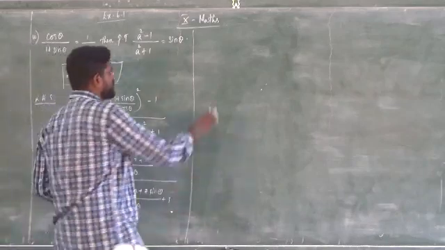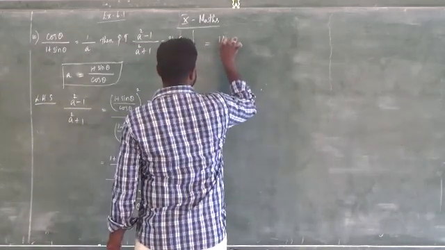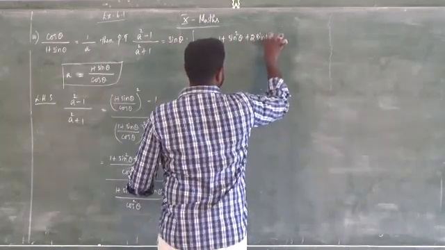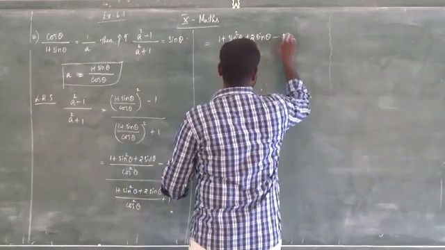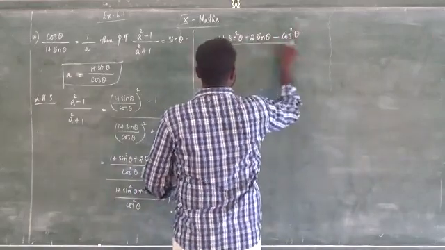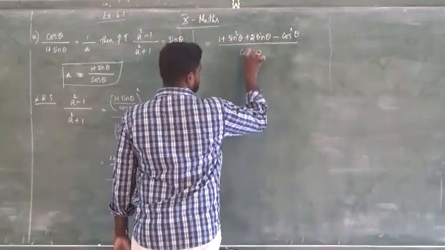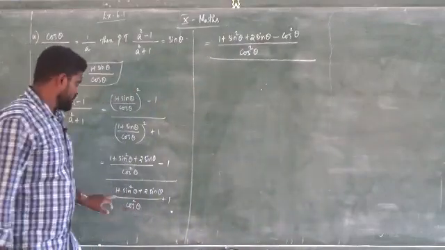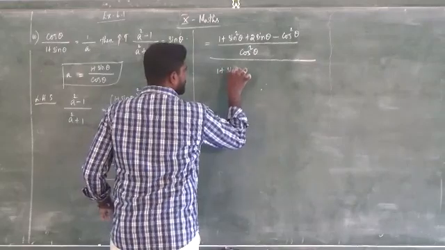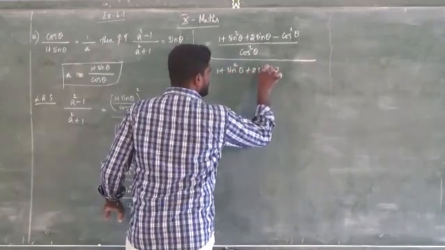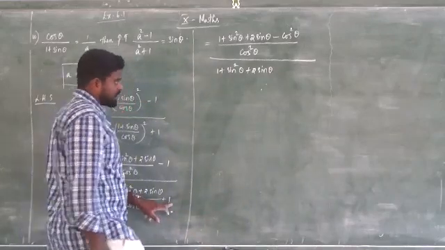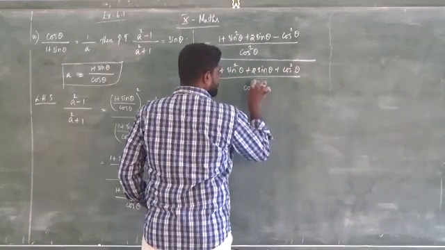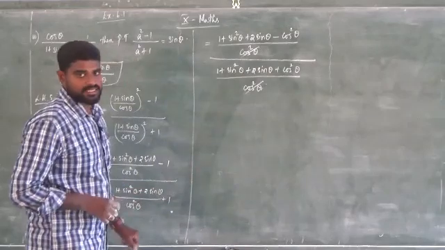Now take LCM. So if you take LCM, 1 plus sin square theta plus 2 sin theta, cos square into minus 1, it is minus cos square theta, whole divided by cos square theta. Here also the LCM is cos square. So 1 plus sin square theta plus 2 sin theta, if you cross multiply cos square into 1, it is cos square theta, whole divided by cos square theta. Cos square and cos square will be cancelled.